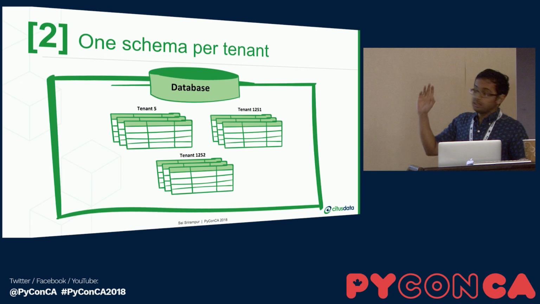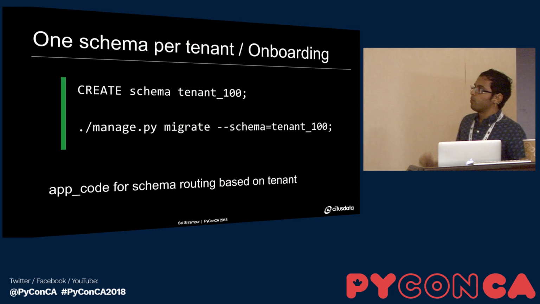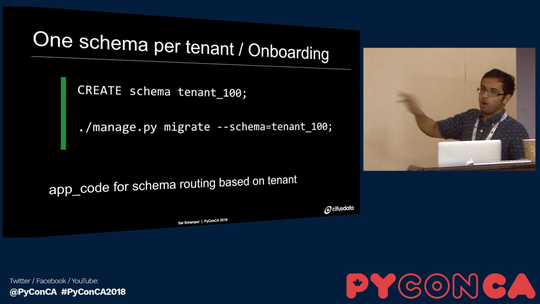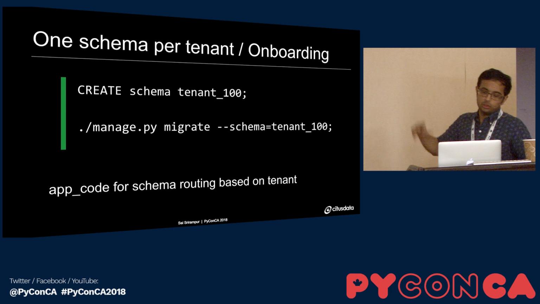So here is an example of how the architecture looks. You have a single database, and you have multiple sets of tables which represent logical namespaces, and each tenant resides on one of the namespaces, which is the schema. This is how tenant onboarding looks. As and when you sign up a tenant, you create a new schema, migrate all your models to that particular schema, and then one crucial thing is you have some app code to route your requests to the right schema based on the tenant in action. It's very similar to the database approach.